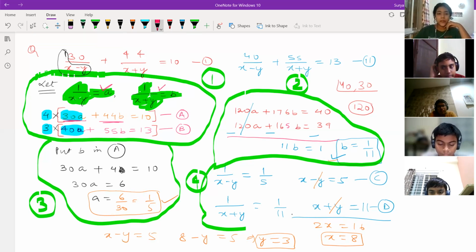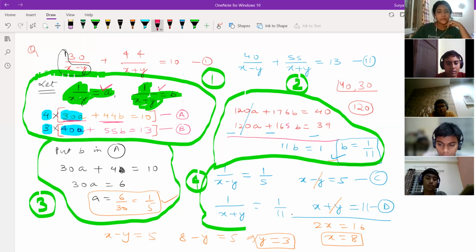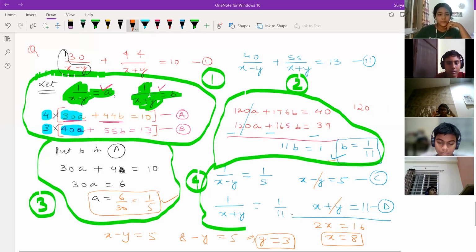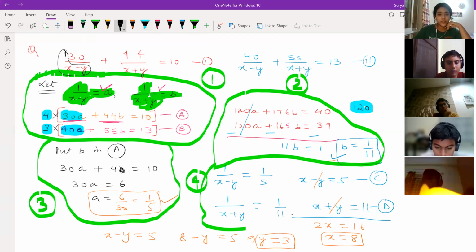Sir, how do you multiply the first one by 4 and the second one by 3? That part I get confused. That part you are having doubt, right? See, what we are trying to do here is, we are just trying to cancel A over here, okay? So 30A is there in the first equation, 40A is there in the second. So LCM of 40 and 30 is 120, okay? So we'll try to make 120 in the A part of the first equation as well as the second equation. Understood? Yes, sir. So how do you make 120 in the first equation? If you multiply by 4, right? Yes, sir. And in the second equation, if you multiply by 3, this will also become 120. Now understood why you are multiplying by 4 and 3?